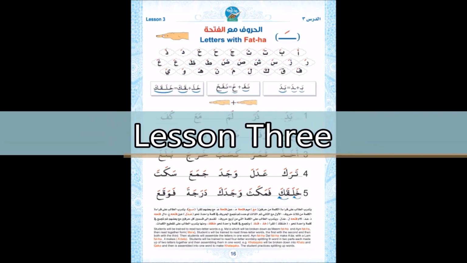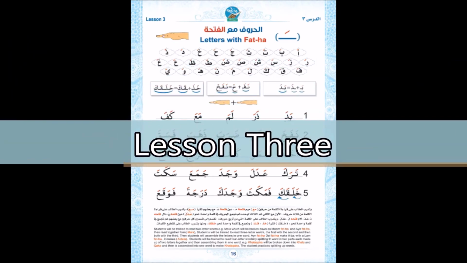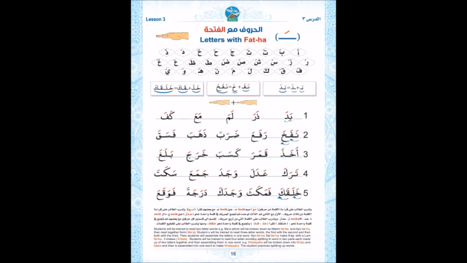Lesson 3 discusses the fatha, which is the vowel mark on top of the letter. Most lessons will begin with all of the alphabet drawn with the vowel. For example, in this case it is fatha, and beneath all of the letters we have the boxes that the instructor can use when explaining.